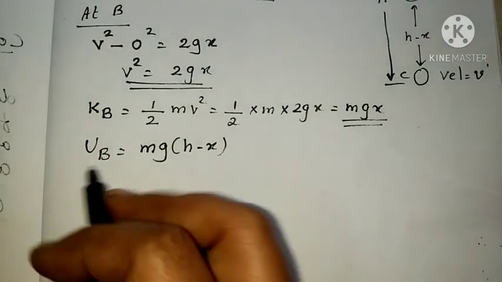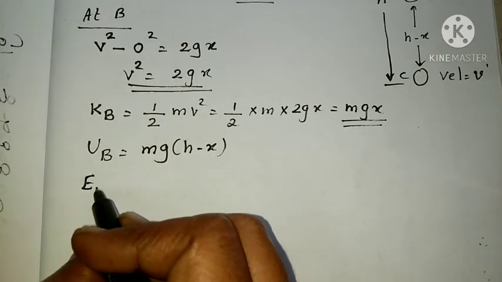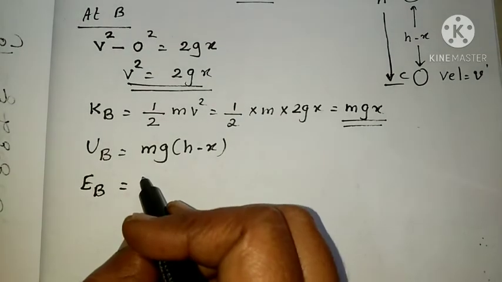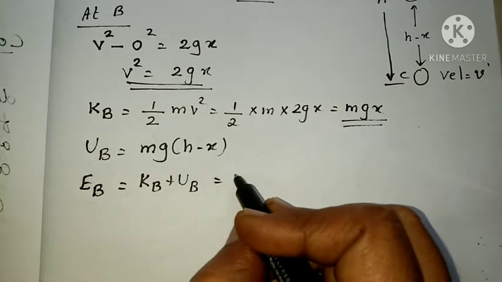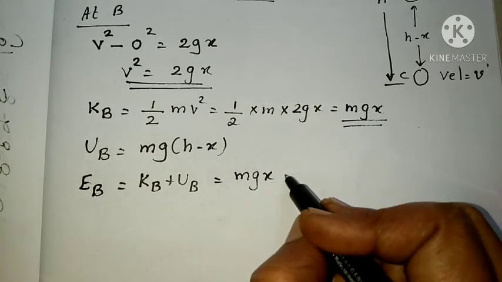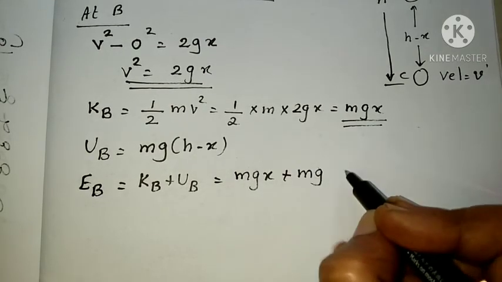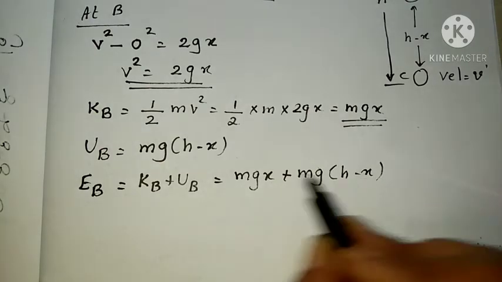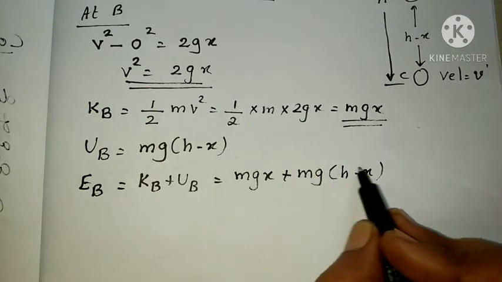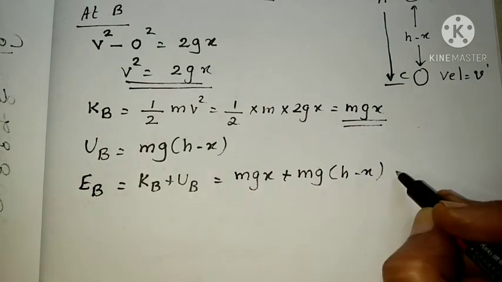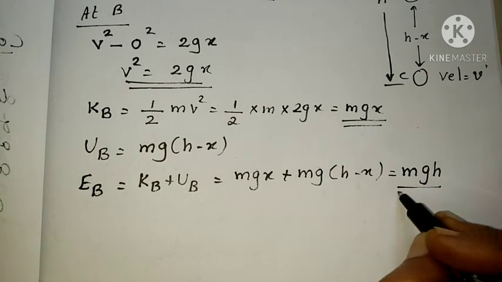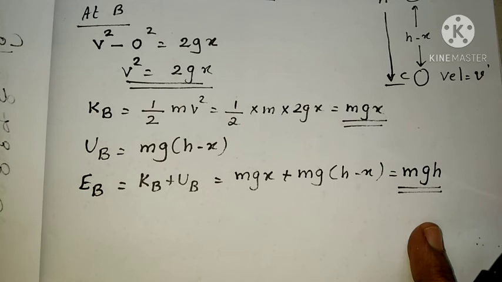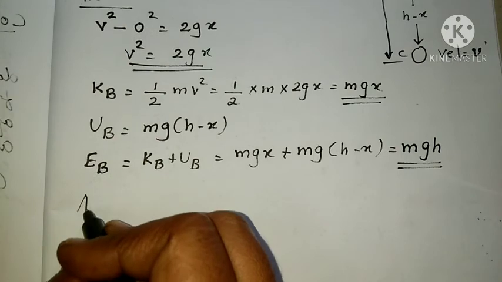Then we can write the total mechanical energy at B, that is equal to kinetic energy plus potential energy. So what is the kinetic energy? mgx, then plus what is the potential energy? mg into (h minus x). So here mgx and minus mgx will cancel. So what is remaining here? That is equal to mgh. So here also total mechanical energy is mgh. Clear?